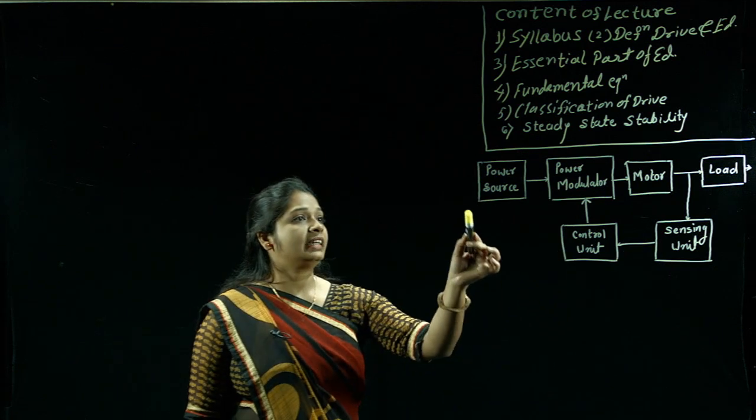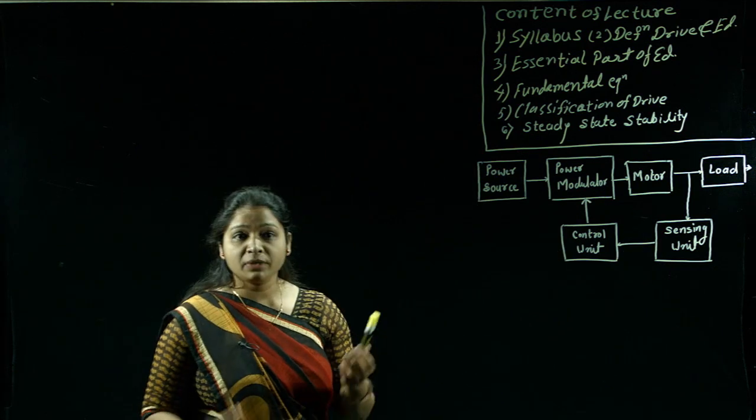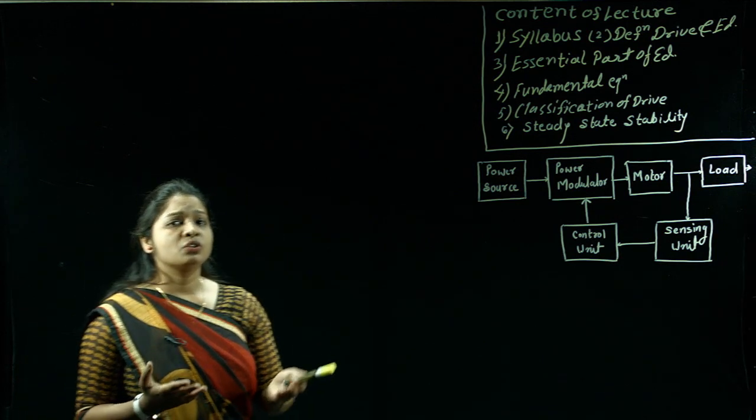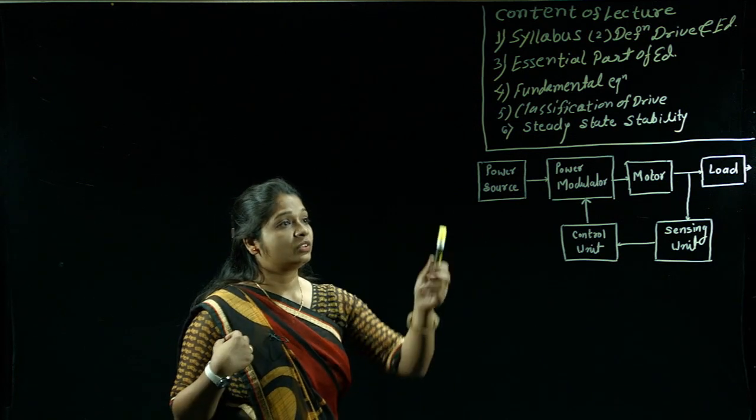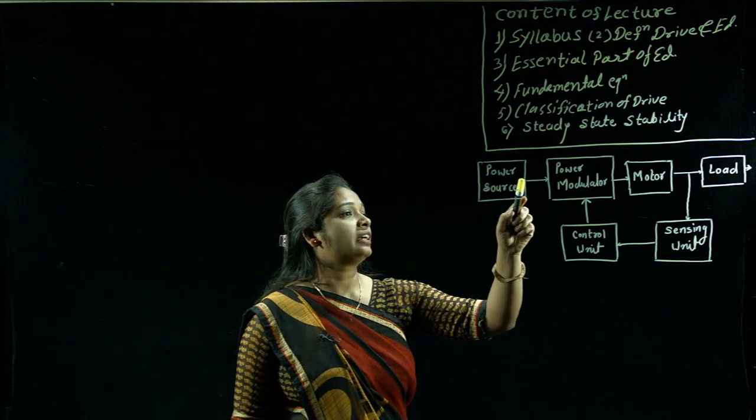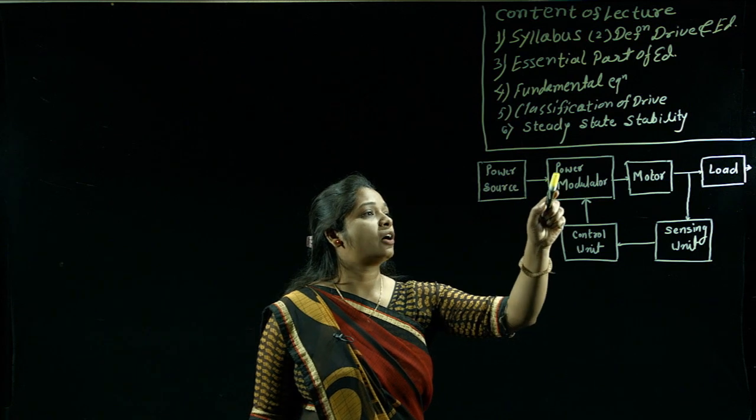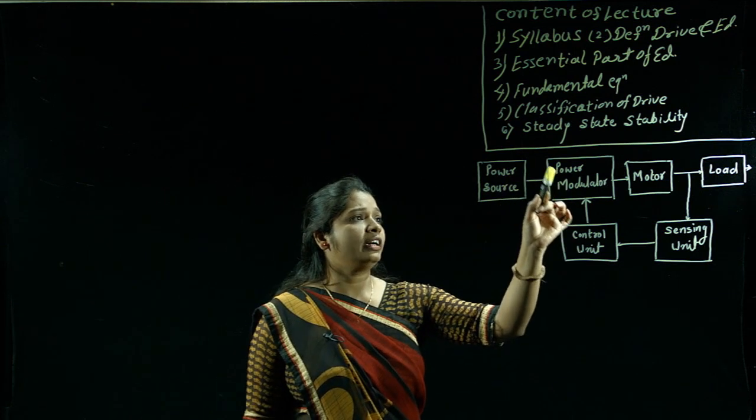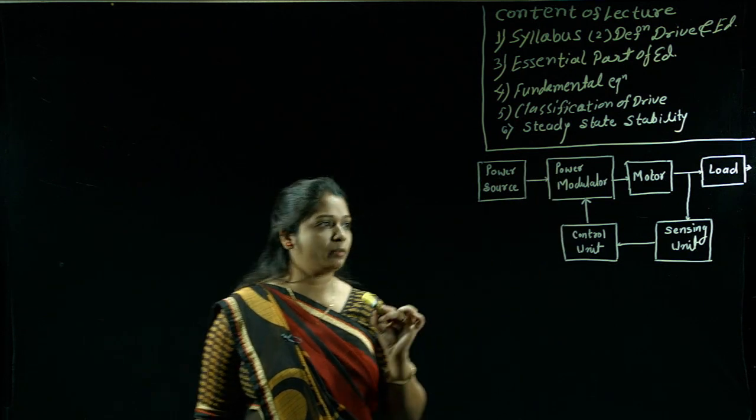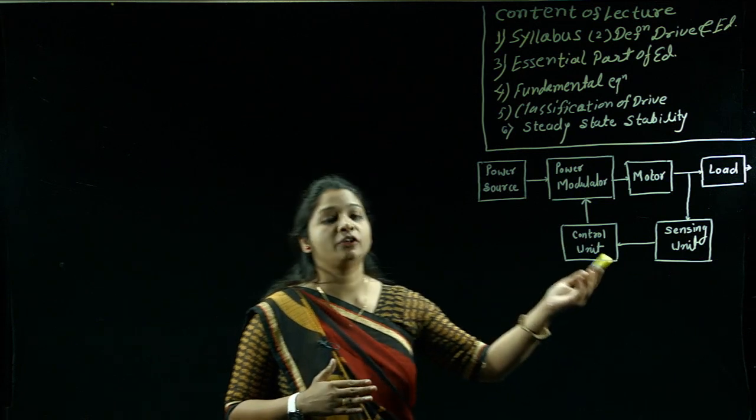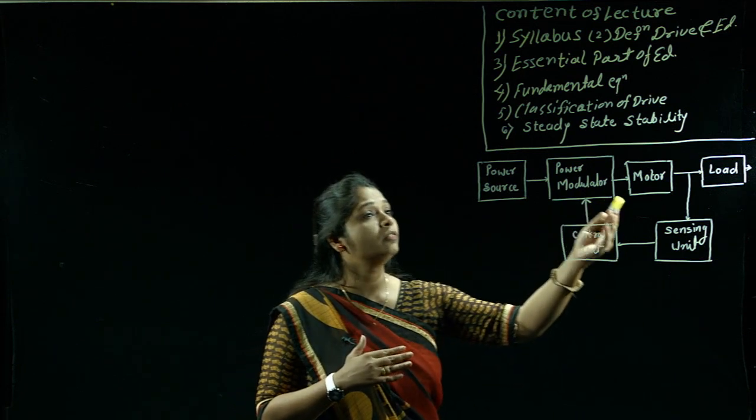First of all, the power source. It may be AC, it may be DC, or sometimes we use solar power also. So the power source is supplied to the power modulator. What is the function of the power modulator? It modulates the power as per the requirement of the load or as per the requirement of the motor.